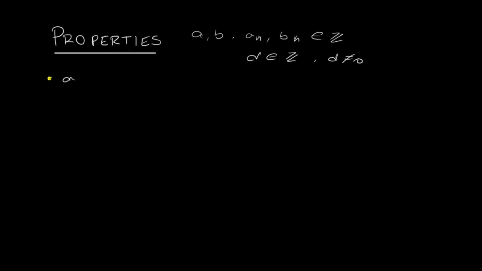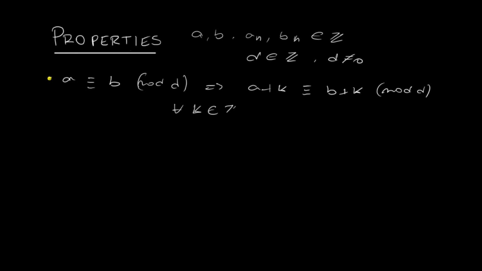So now we can start with the very first property, and this is that if I know that a is congruent with b mod d, then a plus k will be congruent to b plus k mod d for any k an integer. How do we prove this?